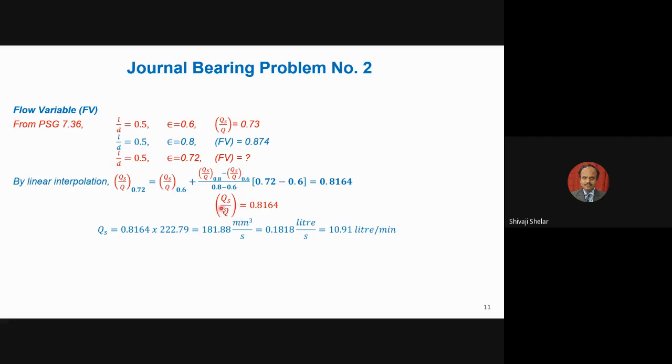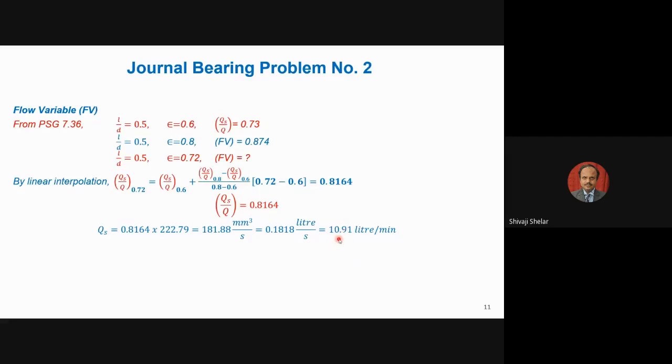In the previous slide, we have done the calculation of Q. So that is equal to 222.79 millimeter cube per second. Therefore, side flow in this problem is 181.88 millimeter cube per second. That is 0.188 liters per second. That is equal to 10.91 liters per minute. If you multiply this value by 60, we get it in liters per minute. So this is the final answer for side flow rate.